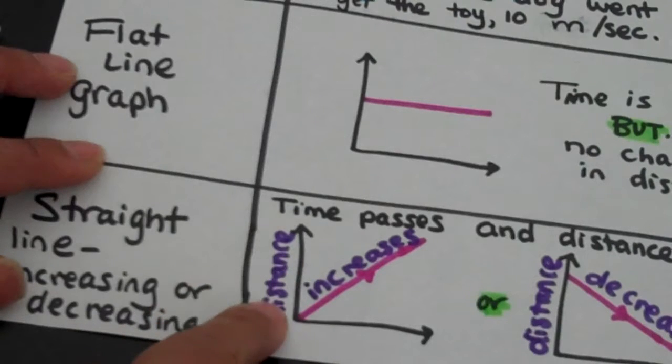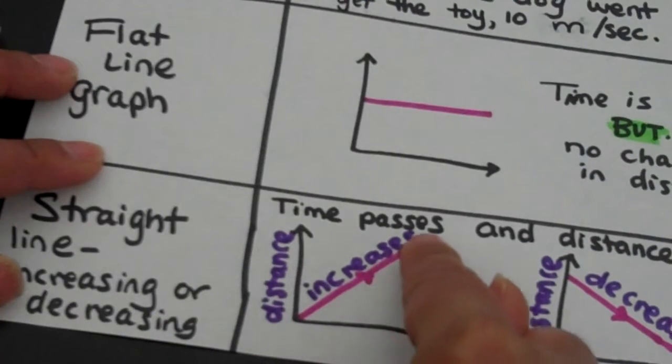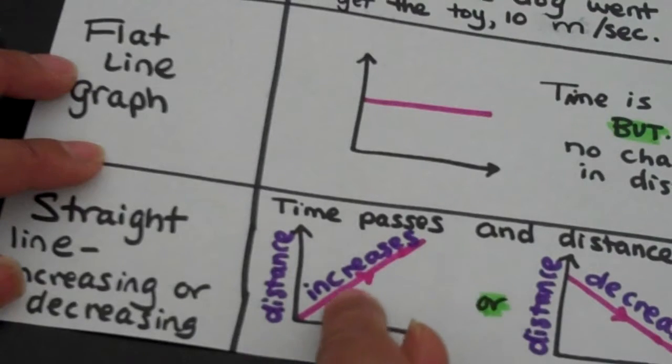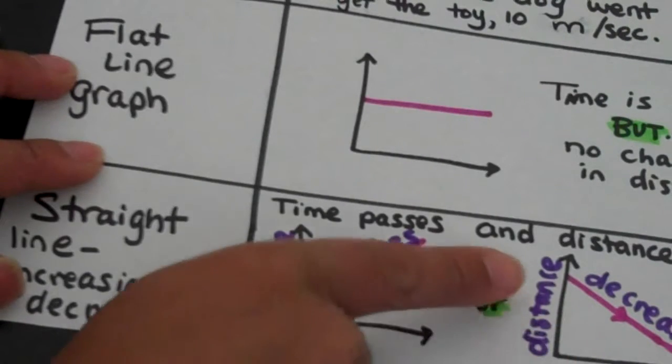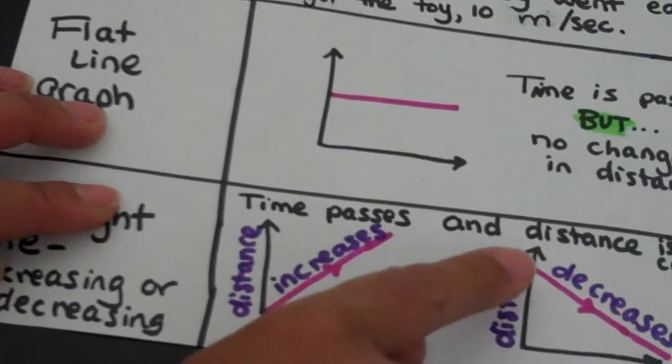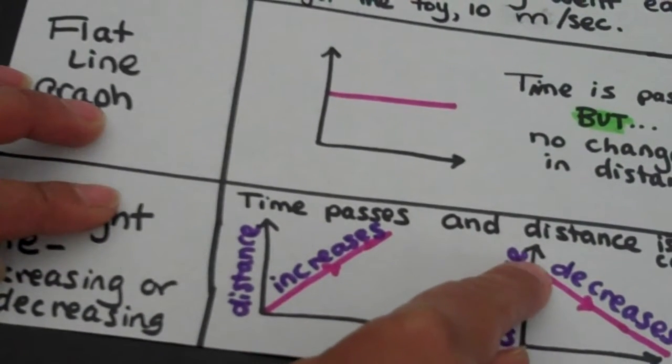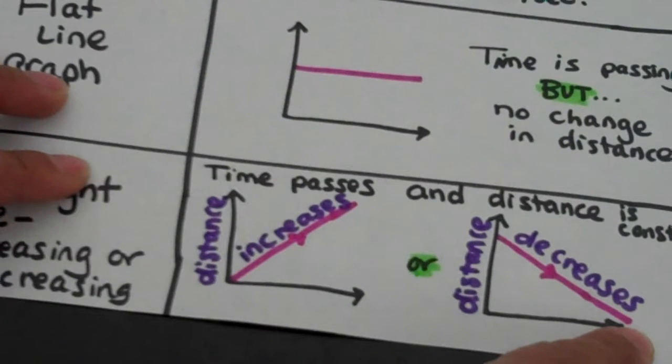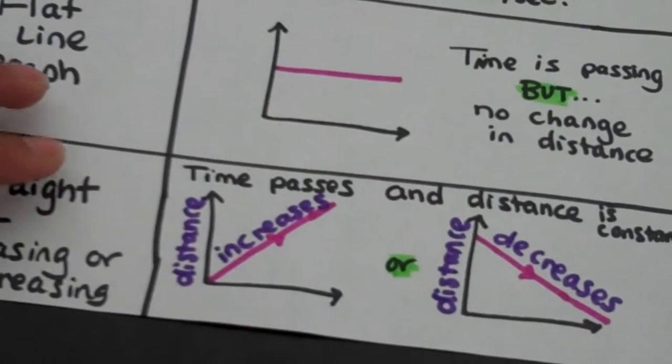If it is distance here, notice this right here, the speed is increasing when the line is like this. Again, this is distance and time would be on this line. Then the speed is decreasing this way on the graph.